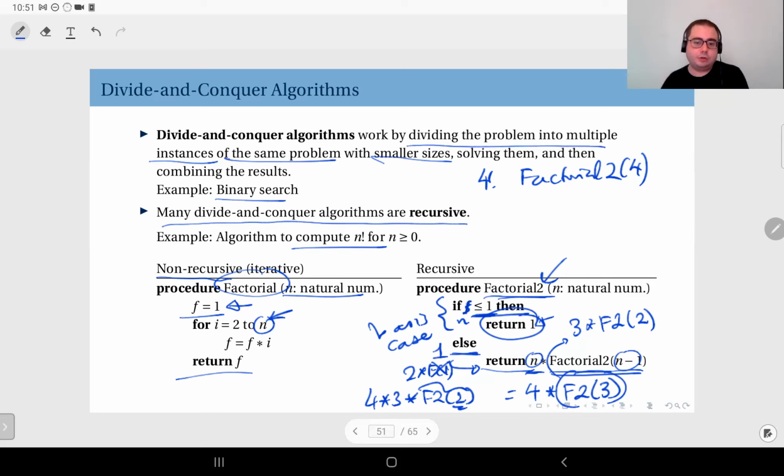But that is done internally. You don't need to do it in your function definition. So that is the elementary difference between iterative functions and recursive functions.